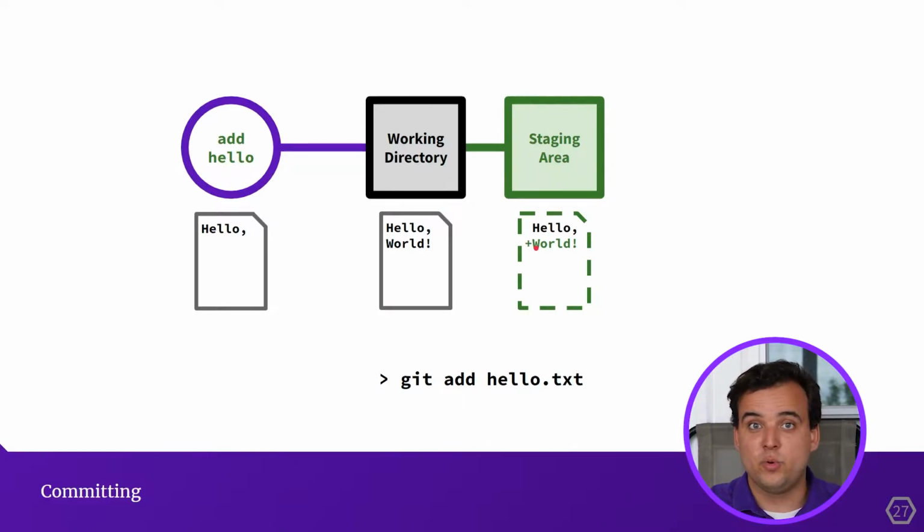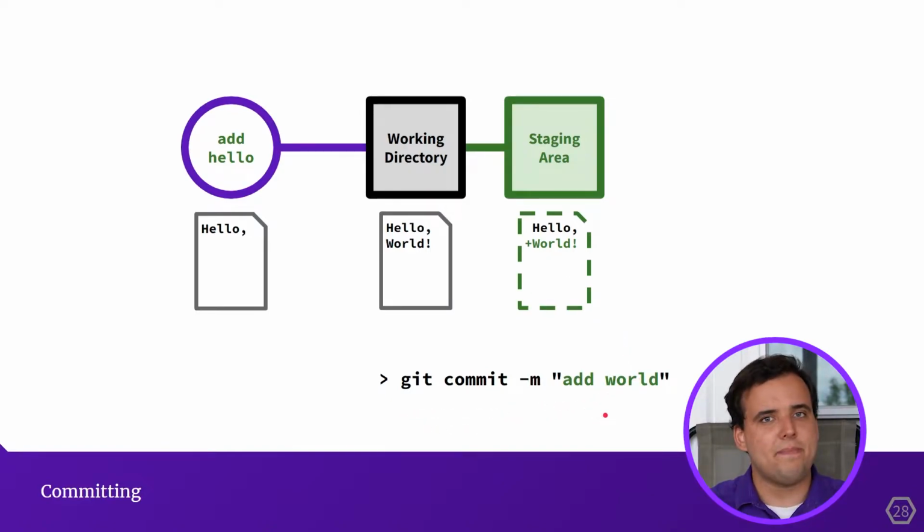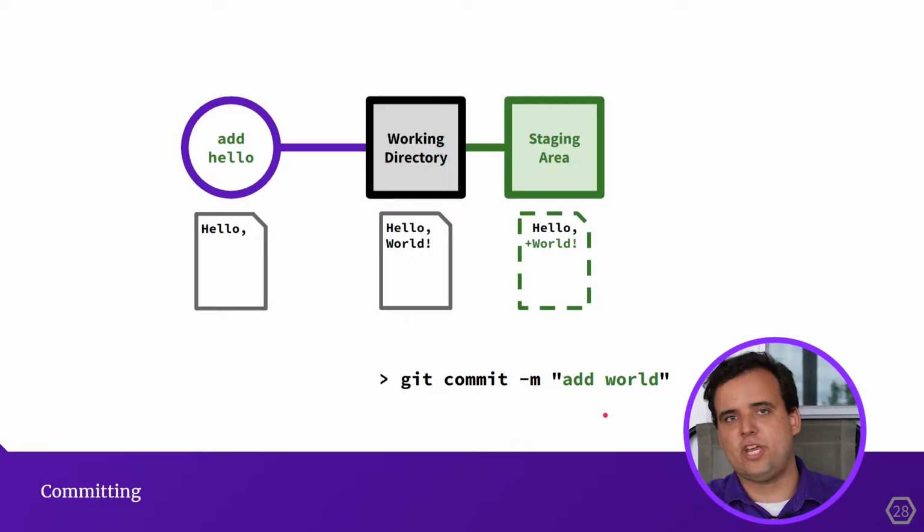Once you have all the changes you want to commit in your staging area, you can make the commit by simply typing git commit -m and then a message, just so that you remember the changes that you made here. Make sure to have a commit message that's useful. It's important. After you do that, bam! You've just created your first commit.